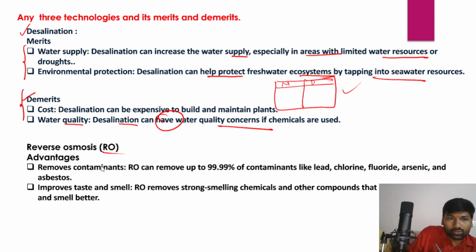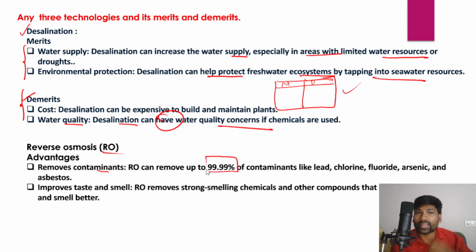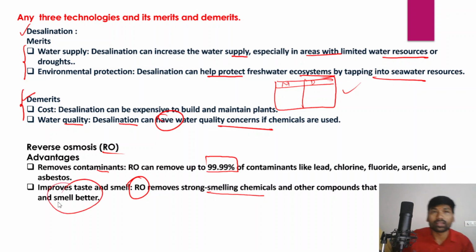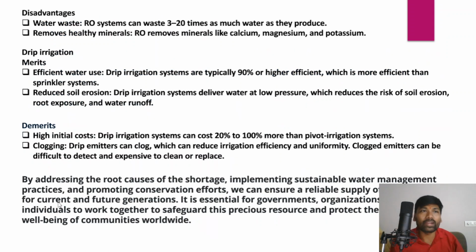It removes the contaminants, because very often this reverse osmosis technique removes around 99.99% of the contaminants like lead, chlorine, fluoride, arsenic and asbestos. And in fact, the reverse osmosis technique also improves the taste and smell of the water as well, right? Because the reverse osmosis removes strong smelling chemicals and other compounds that can make water taste and smell better. And what are the disadvantages of this reverse osmosis technique?